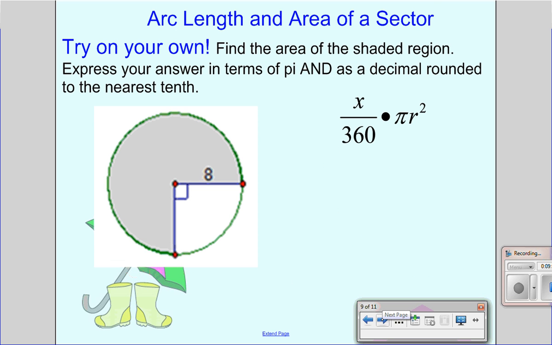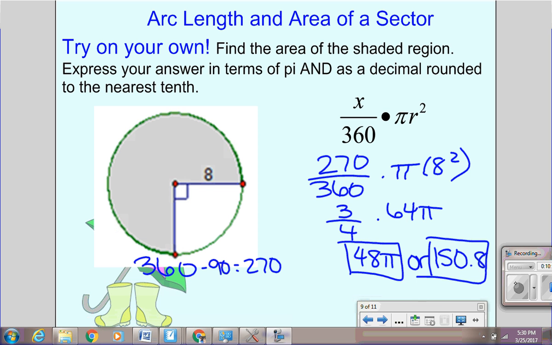For our next example, I would like you to go ahead and try on your own. Please note that you have a 90-degree angle there in the middle. Pause here and give it a shot.